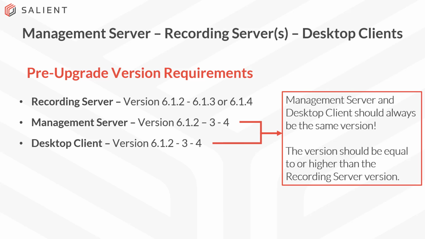Salient recommends always keeping your deployment at the same version of software, but at a minimum, the management server and the desktop clients must be the same version and should be equal to or a later version than the recording servers. Let's head back to our checklist.